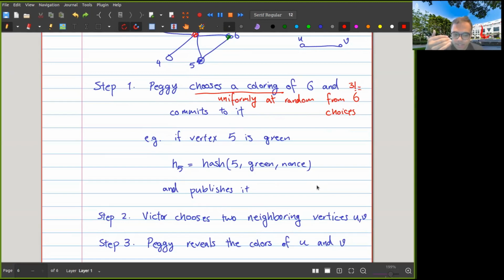And because whatever Victor shows to someone else can be accused of being entirely faked by Victor himself, this is definitely a zero knowledge proof. So Victor is not getting any extra information.